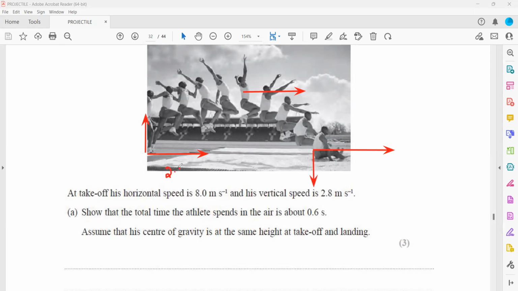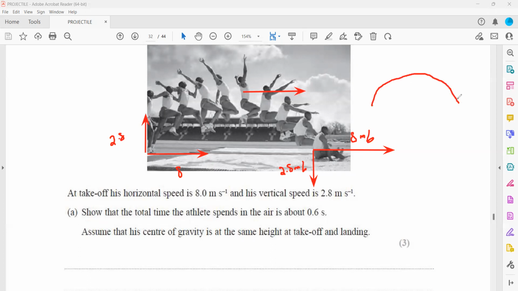Sorry, horizontal was 8. So this is 8 meters per second, and this one is 2.8, or you can also say negative 2.8 because it's in the opposite direction. So first, we will now consider the motion from this point. For example, with the extra 50 centimeters, he falls. Say this was the trajectory, the path of the athlete.